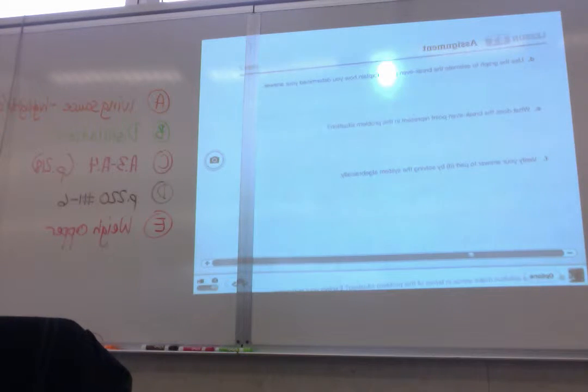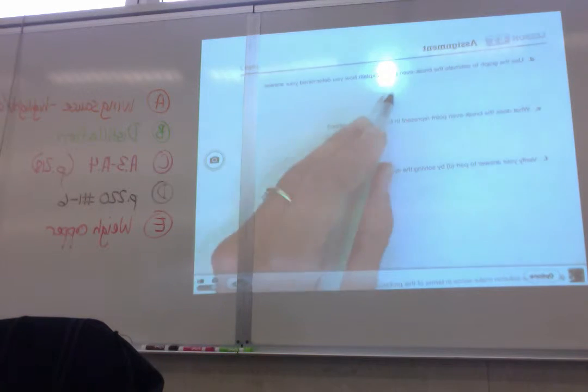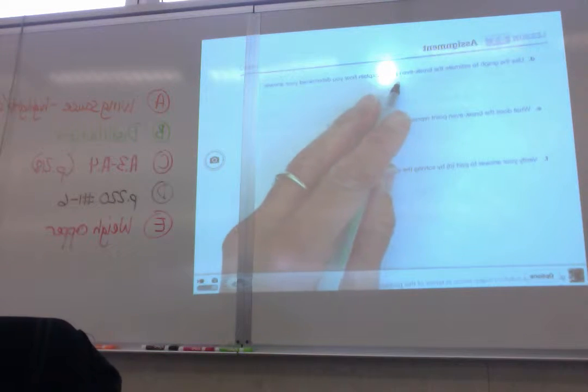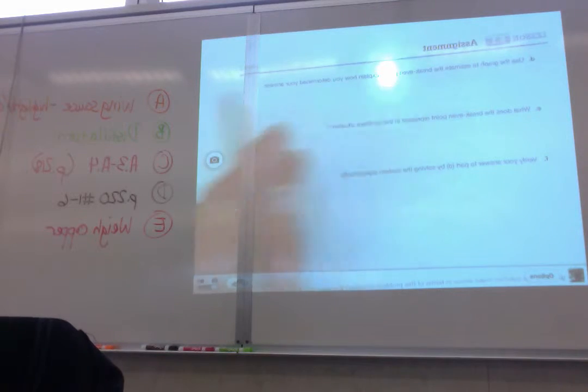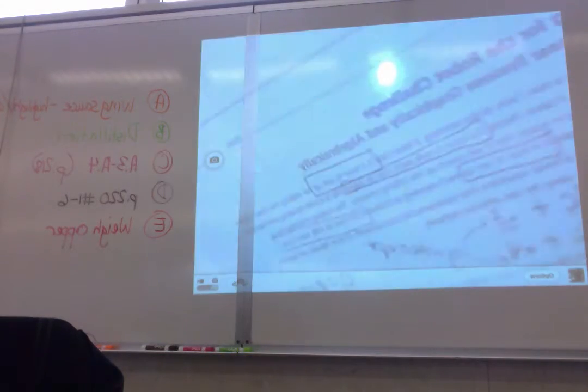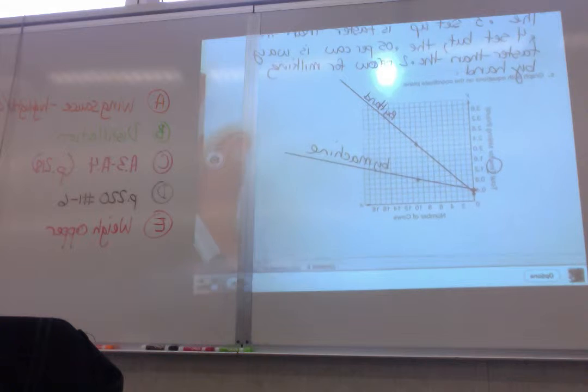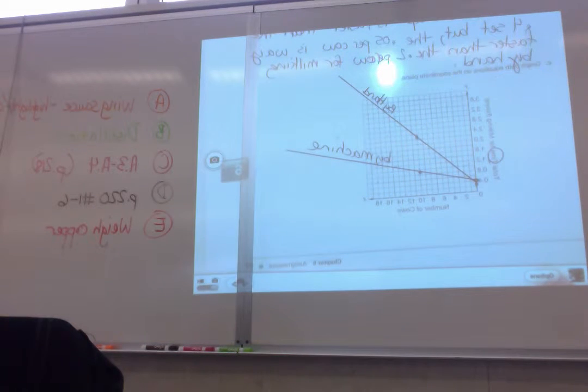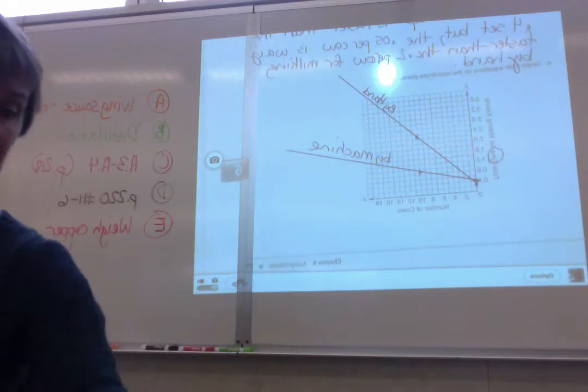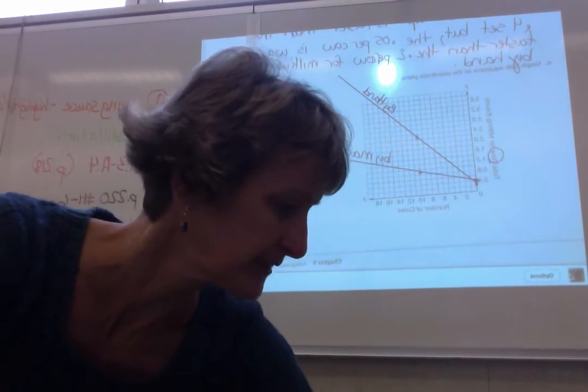Use the graph to estimate the break-even point. What is the break-even point in the graph? What things are even? The number of cows and the time. Well, one of those, or is it both? Both. It's the intersection.